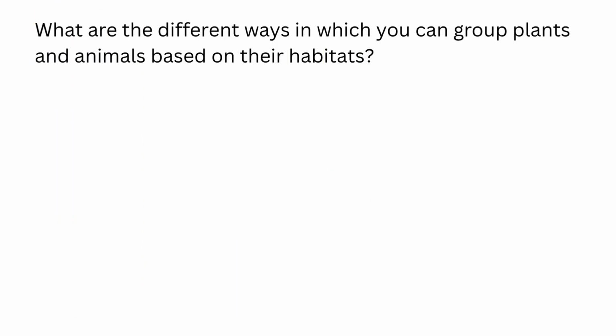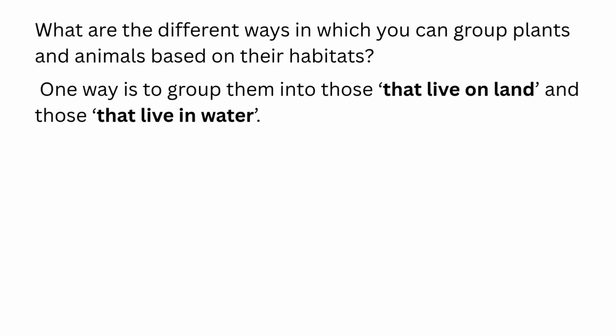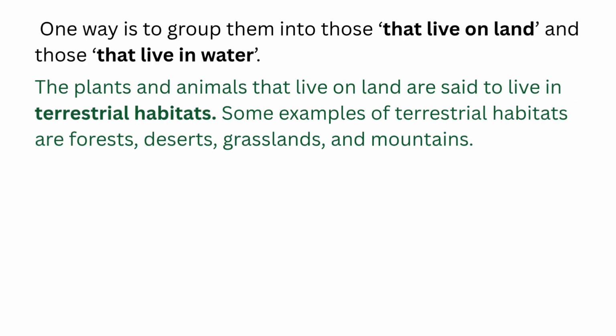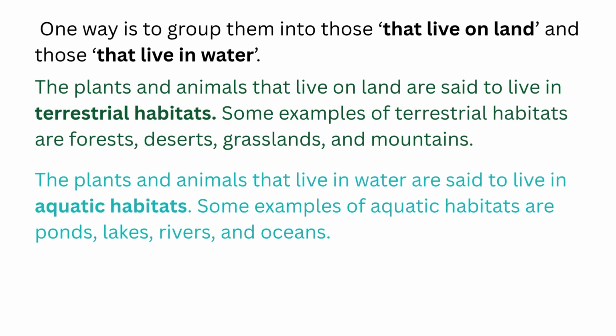Now let's read further. What are the different ways in which you can group plants and animals based on their habitats? One way is to group them into those that live on land and those that live in water. The plants and animals that live on land are said to live in terrestrial habitats. Some examples of terrestrial habitats are forests, deserts, grasslands, and mountains.